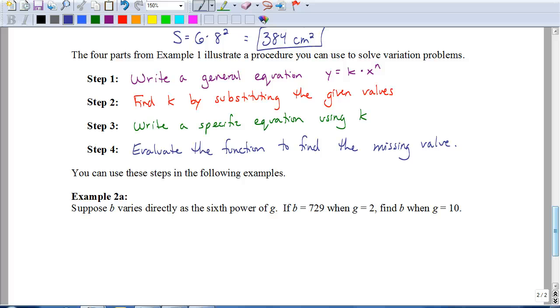They're going to give us 2 numbers, plug those in, figure out what k would be. Third step, we're going to combine those first 2 to create a specific equation, or what they call a variation equation. And the last step is you're going to actually answer the question they're asking. You can evaluate the function to find the missing value.